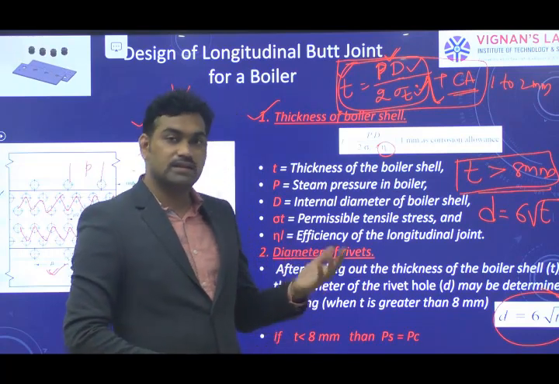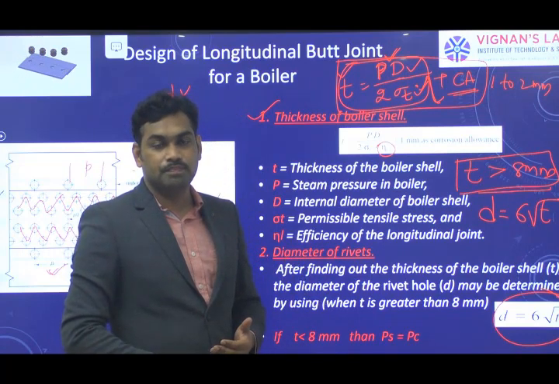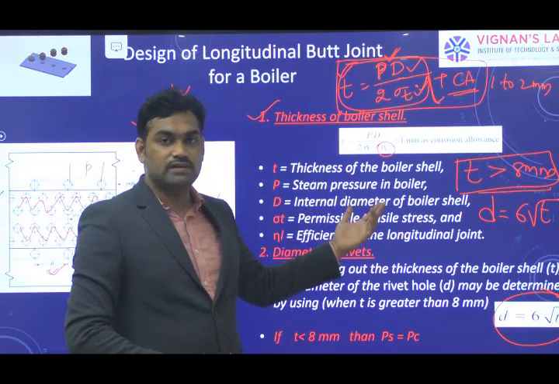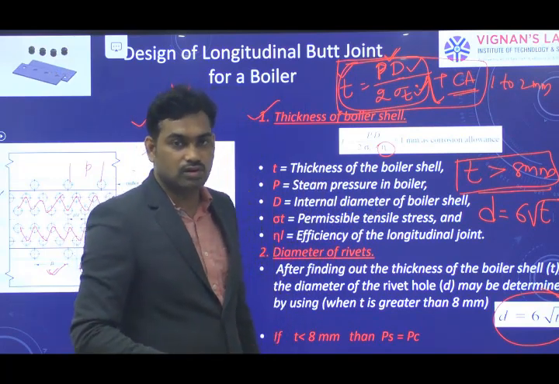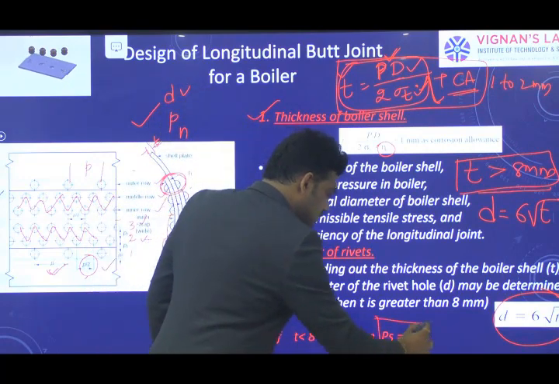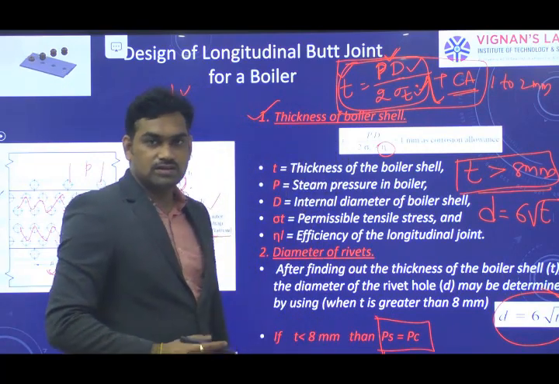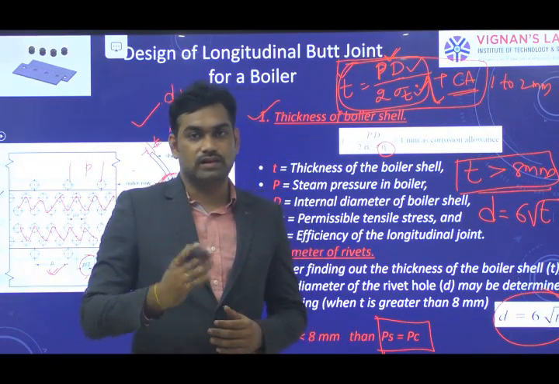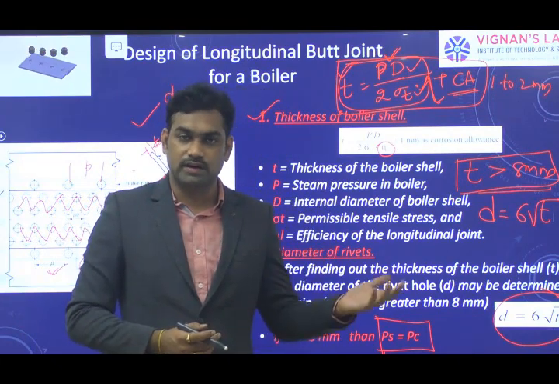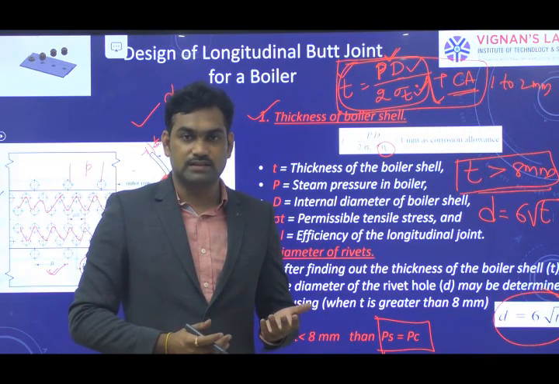If the boiler thickness is less than 8 mm, then the diameter of the rivets is found by equating the shear strength to the crushing strength of the rivets in the joint, that is Ps equal to Pc. The shear strength of rivets, as we discussed in the earlier class, can be written as pi by 4 d square, that is the shear area.